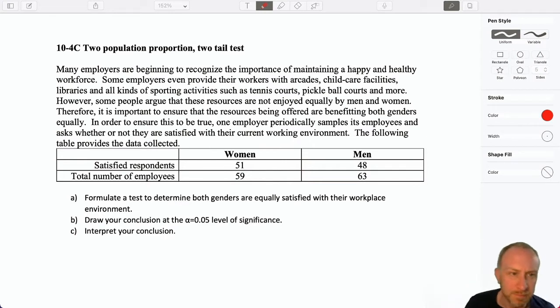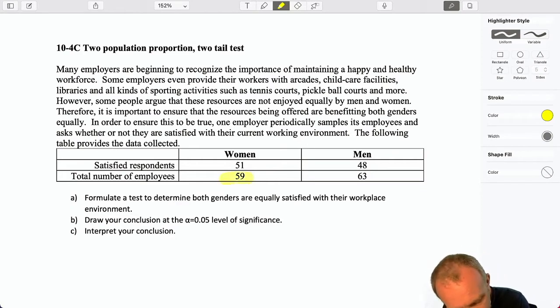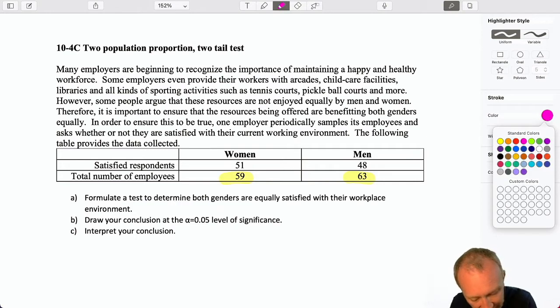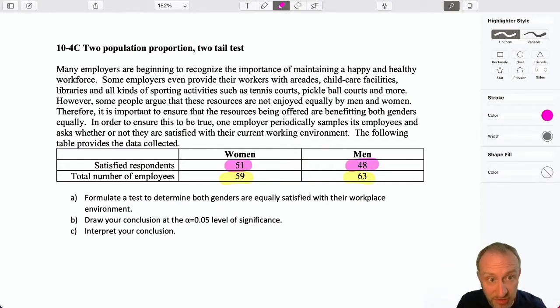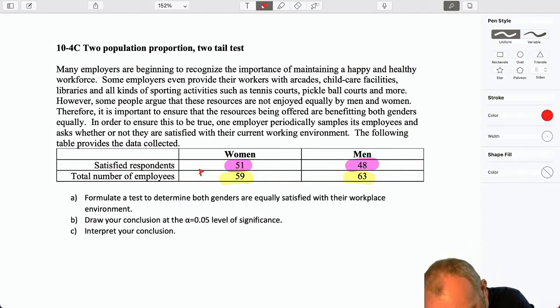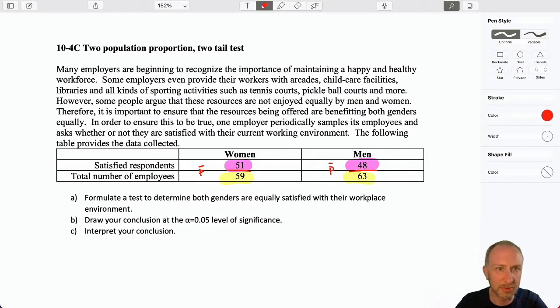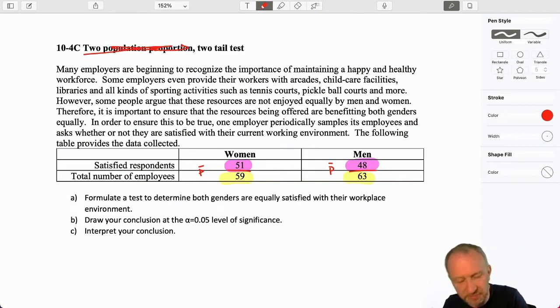Okay, so once again, we're dealing with proportions. And I can see that again by just looking at our data. I have two sample sizes, and I have the number of yes responses, or the number of responses that meet some criteria. The criteria here: are you happy? Yes or no? Out of 59 female employees, 51 of them said, yes, we're happy. Out of 63 male employees, 48 said, yes, we're happy. So those are giving us our proportions, right? I can just divide one into the other, and I have my sample proportions. So I know I'm doing a two population test on proportions.